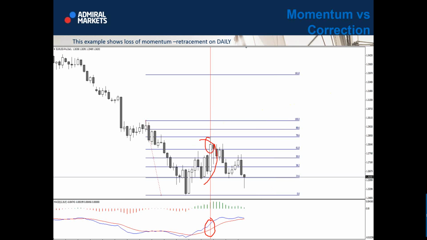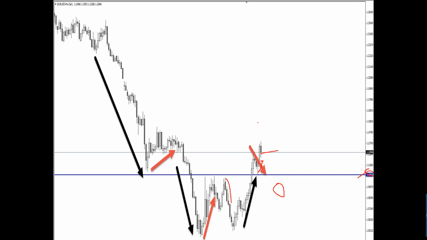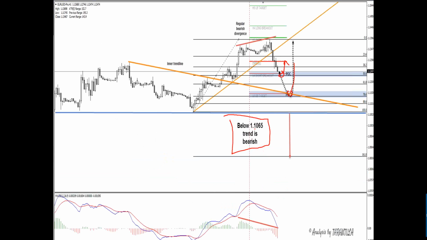Jen is asking, what time frame is that of trend? If we see a daily close below 1065, a daily close below this, then we should look for short setups. Now we are looking for long setups. Okay, still.